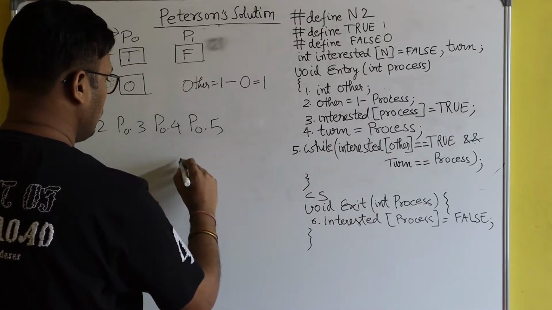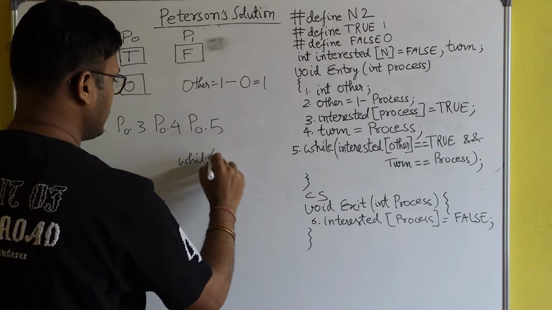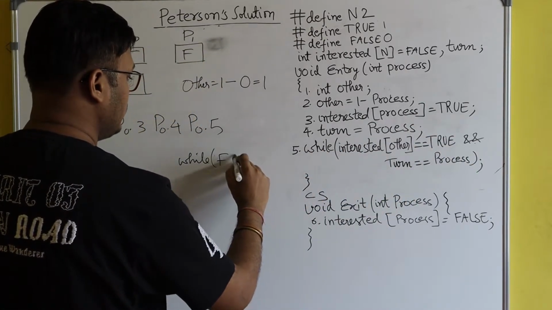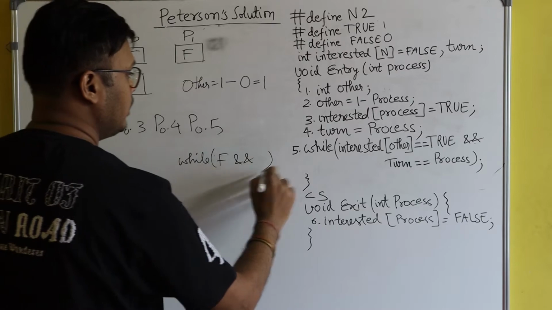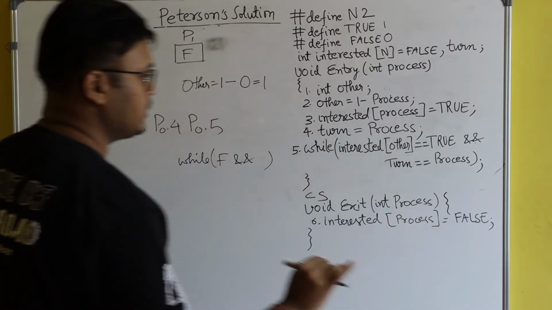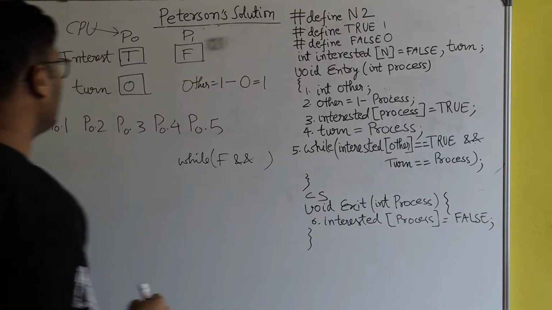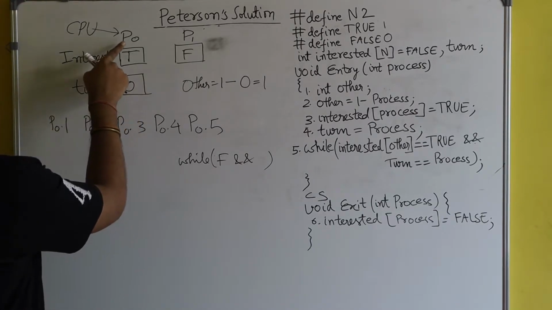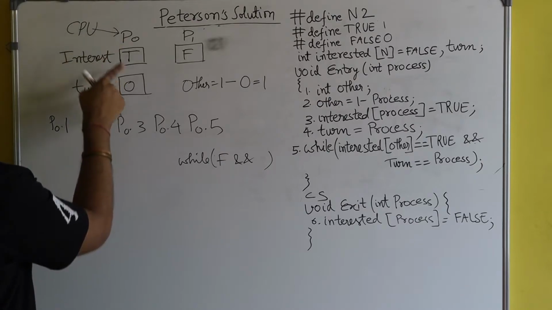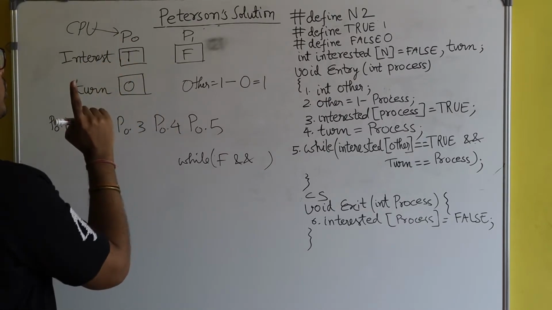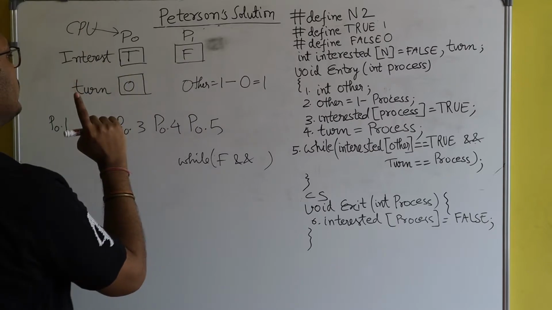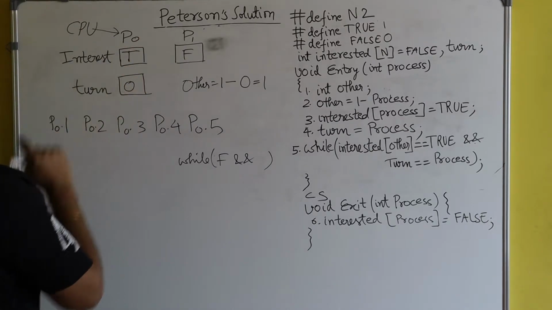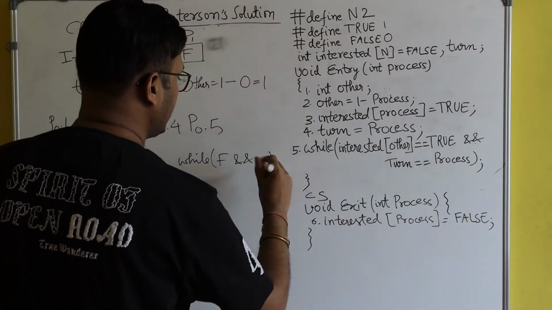So here, the first condition is false, and so we have to check the second condition also. Turn is equal to process. So let's see whether turn is equal to process. Yes, since the CPU is with process P0, P0 is the process. Okay, and P1 is the other. So turn is equal to process. Yes, turn is equal to process. So this condition is true.